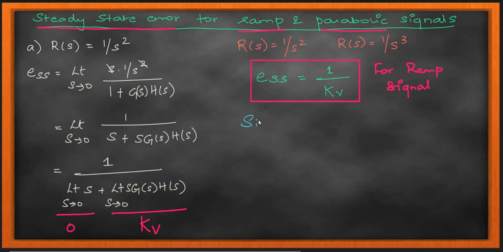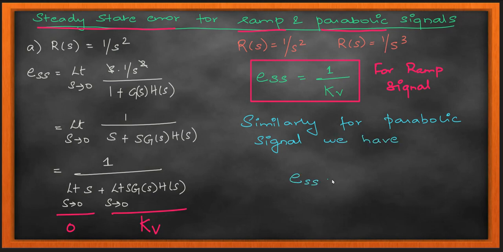You can just do it. It's mind math. You can do it in your mind and get the answer as 1 upon Ka. It's all similar, except that we're going to get S square G(S) H(S), and that's going to come out to be 1 upon Ka.